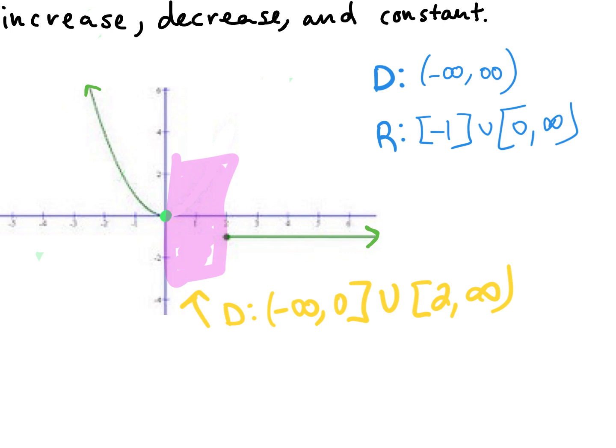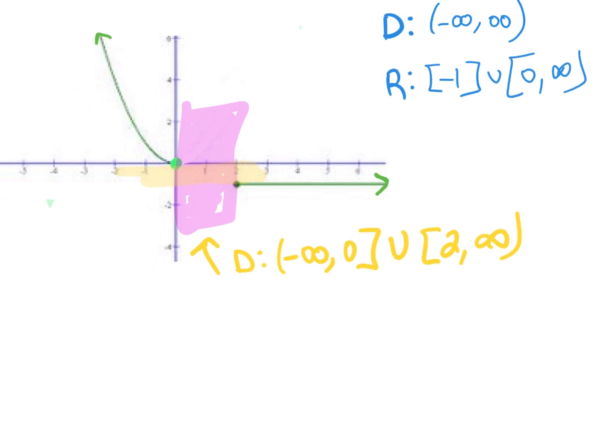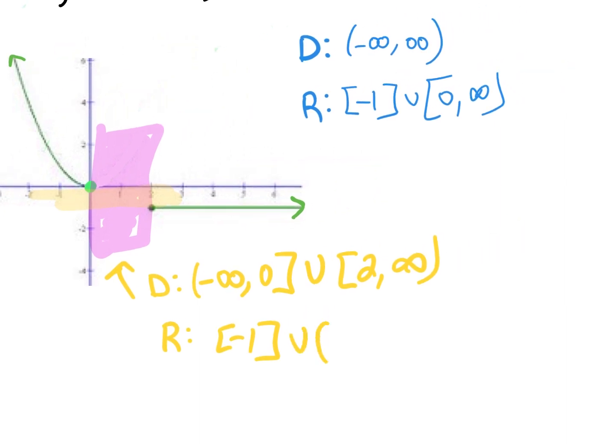Do you still have a gap, ladies and gents, in the range, the way that this is drawn? Yes, there's still a piece right there that does not exist. So in this case, your range would be, it exists at -1. And then what would it be? 0 to infinity.